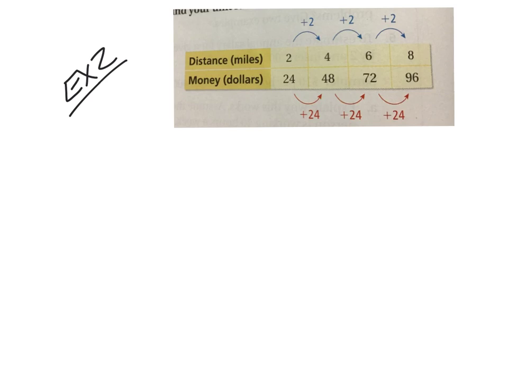All right, the table shows the amount of money you raise by walking for a charity. Find your unit rate in dollars per mile. So first of all, we need to look at this and see if we have a pattern. How many miles do we go each time? 2. So each time they measured it, we had walked 2 miles. Is there a constant increase of money per 2 miles? Yeah, each time we measured it, it was 24.